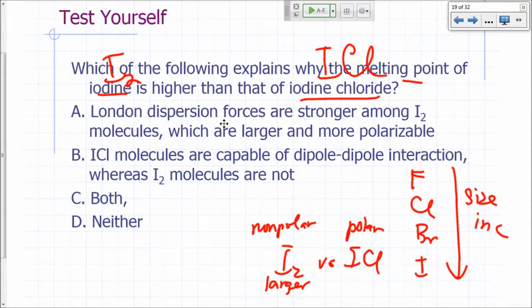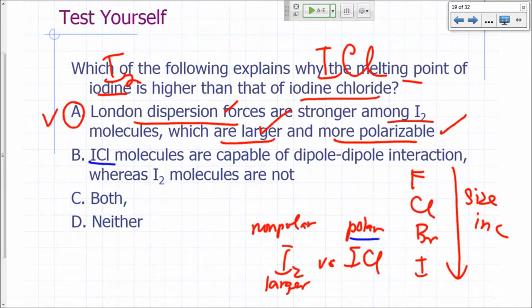I2 molecules are larger. Is that correct? That's correct. They're more polarizable? That's correct, right? So they have stronger London dispersion forces? Yes, that's correct. Does that explain why the melting point is higher? Stronger forces of attraction, higher melting point and higher boiling point, right? So that's good. A is okay. How about choice B?